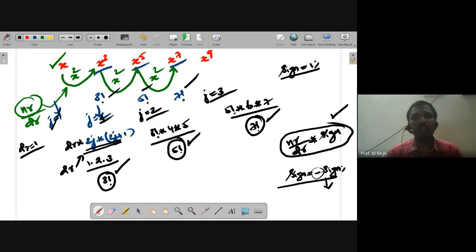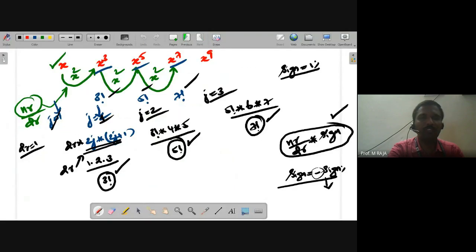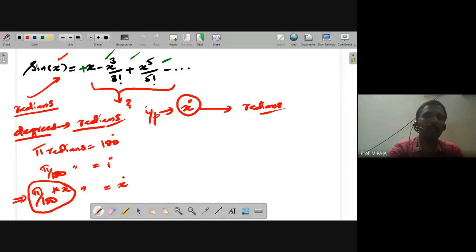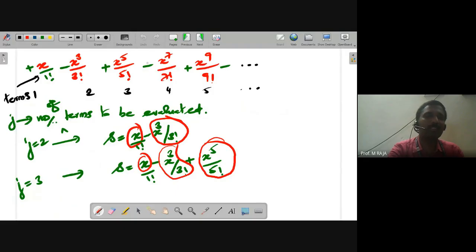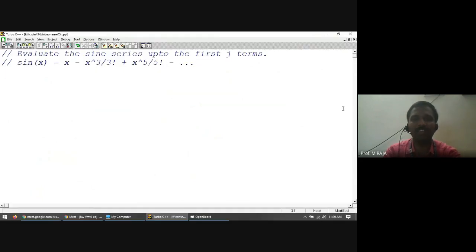The only thing we need to control is a fixed number of terms, the first j terms. As we discussed, j is equal to 2 means first 2 terms are to be evaluated. J is equal to 3 means first 3 terms are to be evaluated. So we need to carefully control through a for loop, while loop, or a do while loop, so that the first j terms are evaluated and the result is updated in the variable s. Initialize s is equal to 0. This is the logic to find out the evaluation of a sine series.